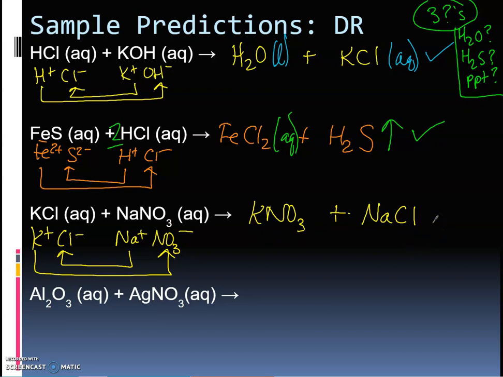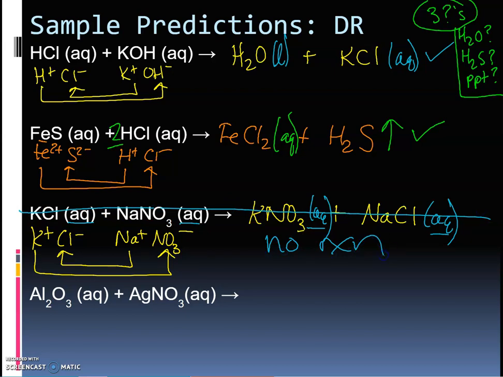I don't know. Let's check the solubility table and the solubility rules. All potassiums and nitrates are soluble, so that's AQ. All sodiums are soluble. This is AQ. So if I have AQ, AQ, AQ, AQ, all 4 aqueous, it's just a bunch of ions floating around, there is no reaction that is successful here.